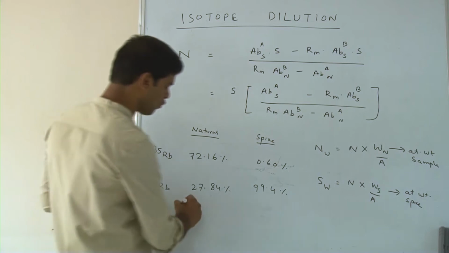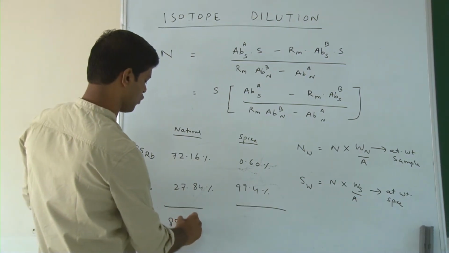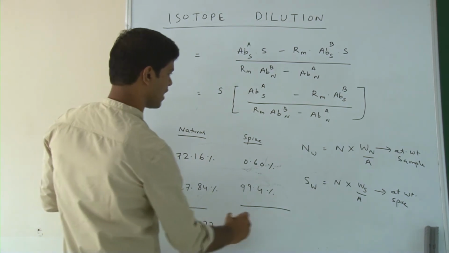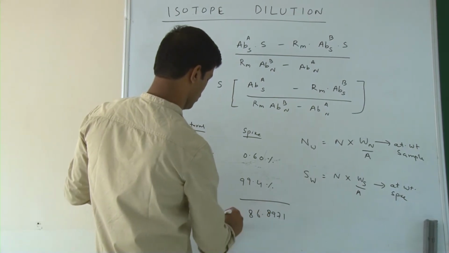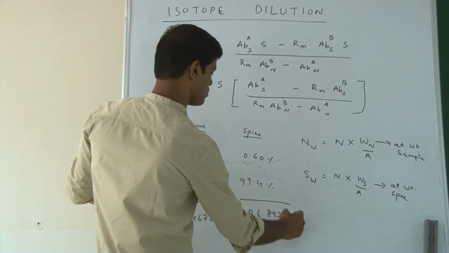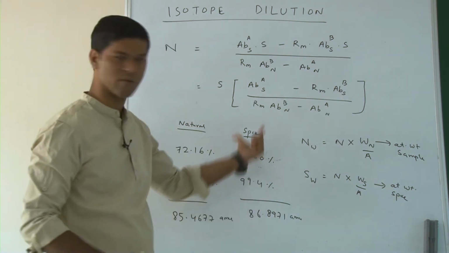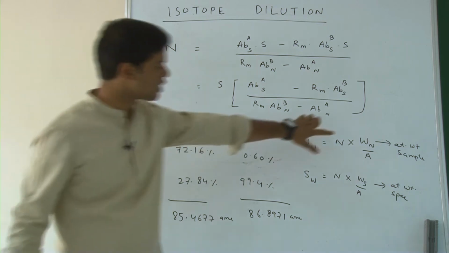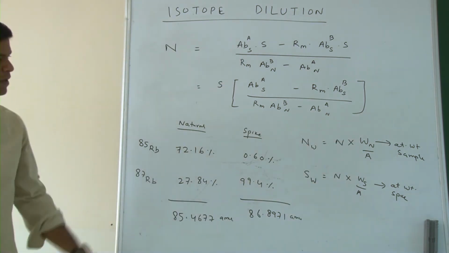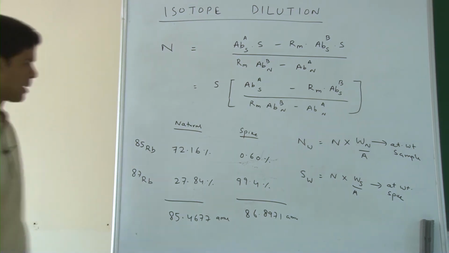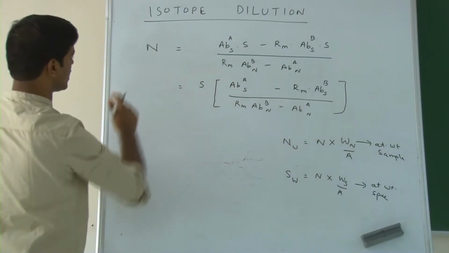If you look at their atomic weights, this will come around 85.4677, whereas this will come as 86.8971 AMU. So, there are differences because the abundances are very different. That is why you have to retain Ws and Wn differently, because they have different numbers associated. You cannot consider them the same. Now, let us replace these terms in here.